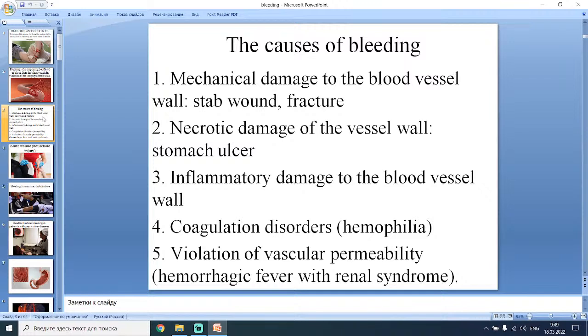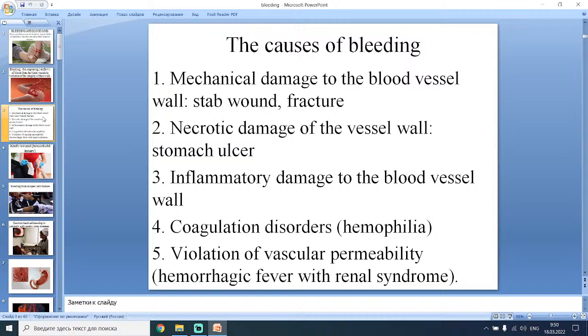Student, the first classification of bleeding, depending on the cause of the bleeding. First, mechanical damage to the blood vessel wall, for example, stab wounds, fracture wounds. The second group, necrotic damage of the vessel wall, for example, stomach ulcer. Third, inflammatory damage of the blood vessel wall when the patient has a purulent disease.